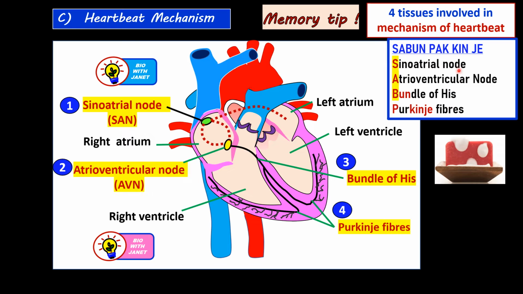So who is Purkinje in this acronym? He is an uncle who sells soap online. He is an entrepreneur. He makes his own soap to sell online. His brand of soap is called Sabun Purkinje. So this is the story behind the acronym. I hope you remember to use this acronym to remember the four tissues involved in the mechanism of heartbeat. You can write it down on a piece of paper, stick it on a wall, and keep reviewing it on and off. After some time, it will stick. You'll be able to remember it well.